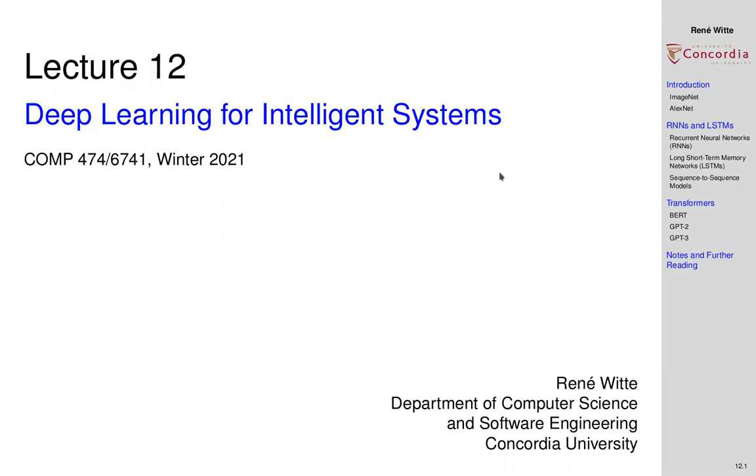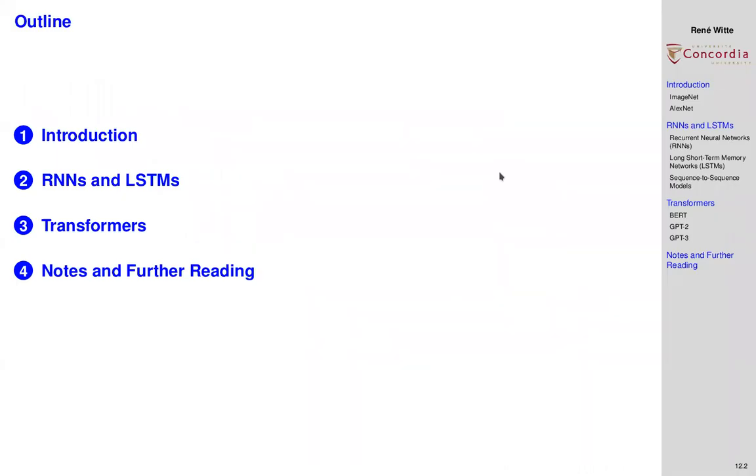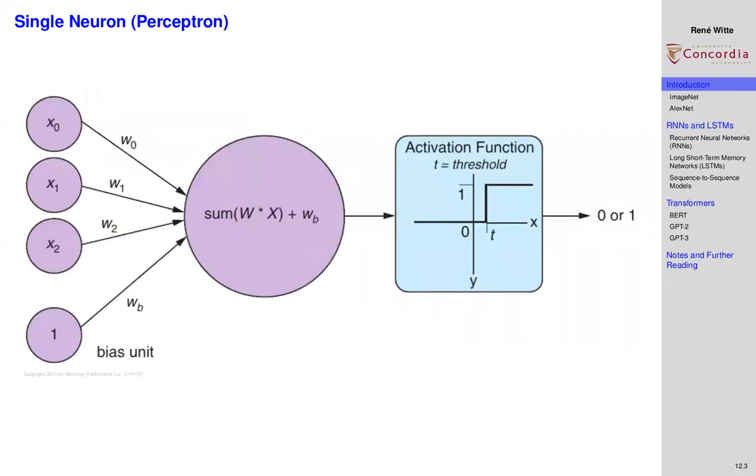This time we'll continue with deep learning. I'll give you an overview on some more advanced deep learning architectures, how they are being used for intelligent systems, and show you what the current state of the art is. So let's get started. The topic is still neural networks, or rather the modern version called deep learning.